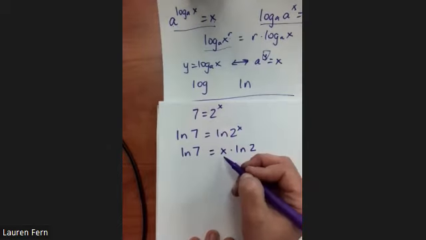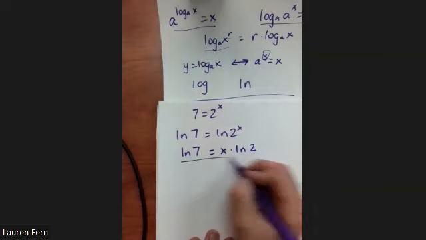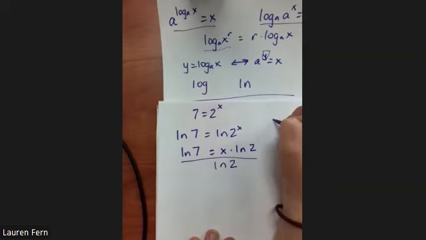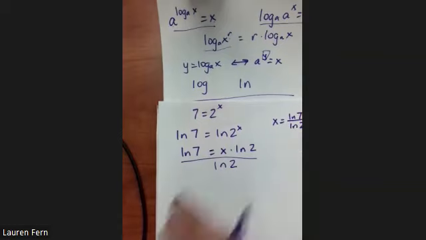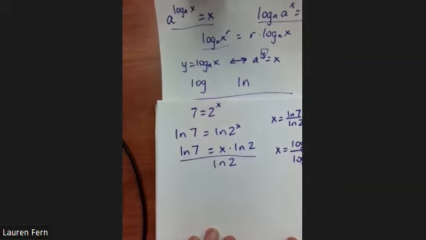Can I get x alone now? Yeah. How do you undo what you're multiplying by? Divide. So I claim that you're going to have the natural log of 7 divided by the natural log of 2. Now, if you happen to use the log here, that's totally cool. You would get log of 7 over log of 2.